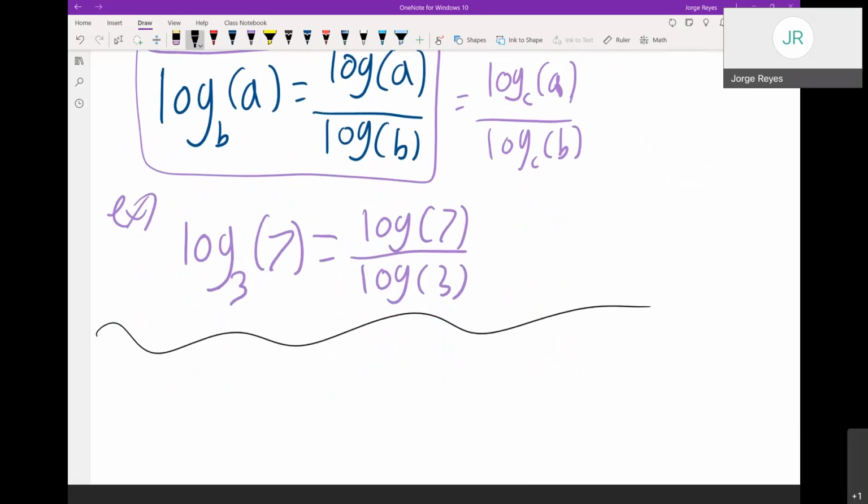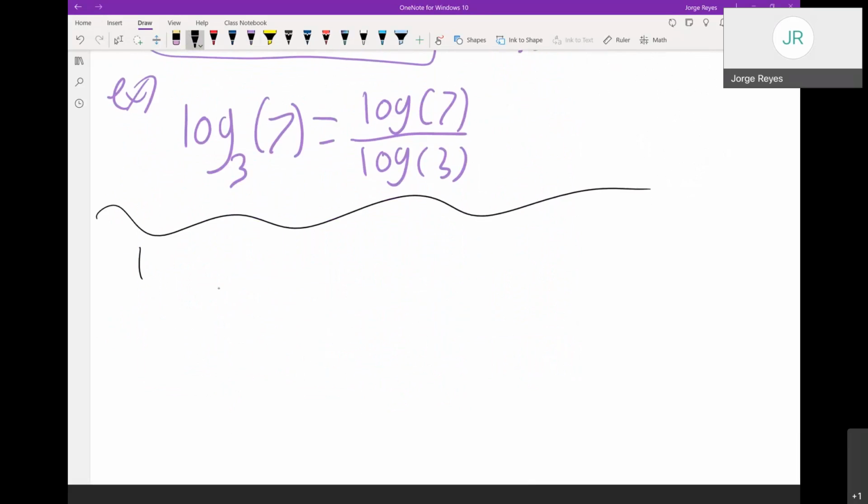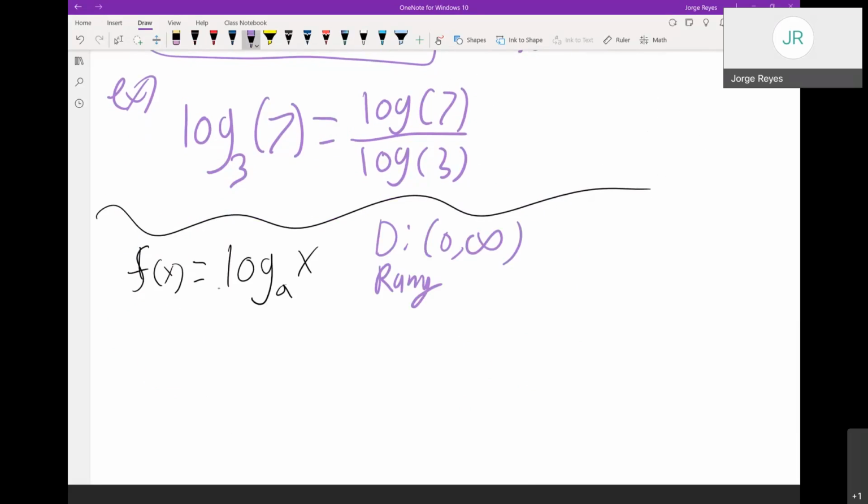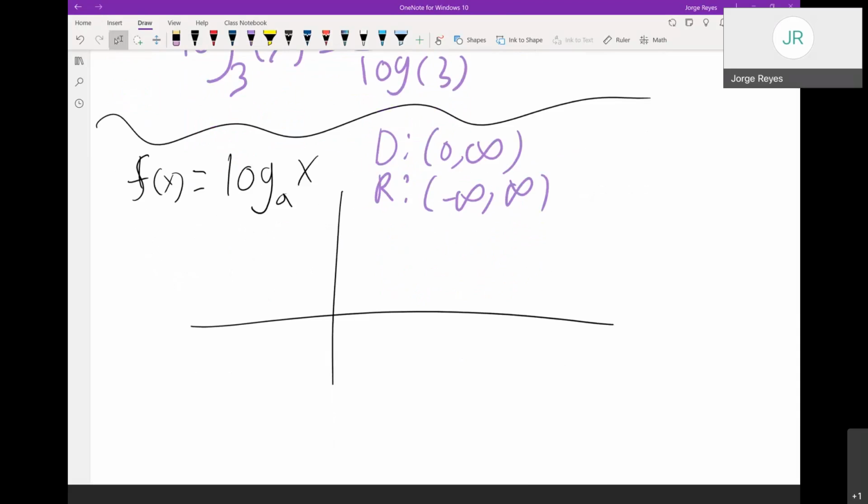Now let's talk about its graph and other basic information. So log base A of X, first of all, has domain 0 to infinity, and range negative infinity to infinity. And since you know e's graph, you kind of should already know log's graph because it should be symmetric about y equals x.